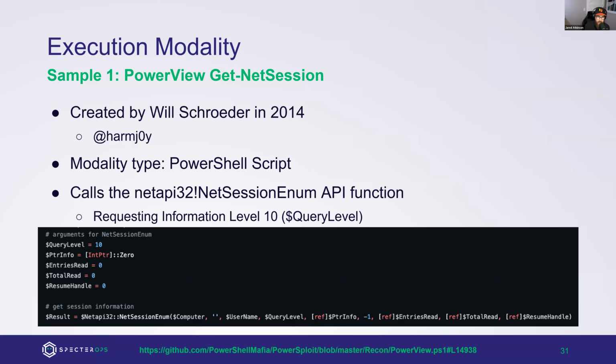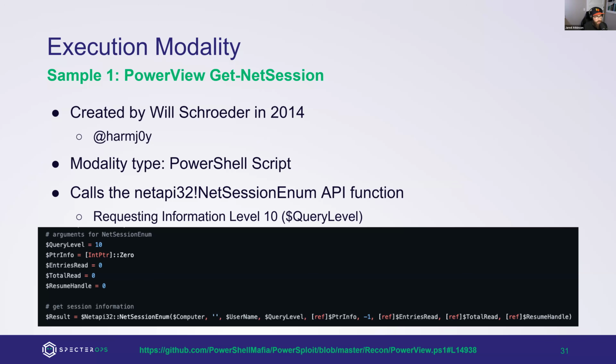And so if we go to the next slide, please, we'll go to a little example and break down why this is. I have a blog post that I wrote about this in my On Detection series. What we're going to do is look at PowerView's Get-NetSession. This was written by Will Schroeder, Harmj0y, in 2014. And it uses what I call the execution modality type of PowerShell script, right? And as we see, this is an excerpt from the actual code of PowerView's Get-NetSession. We see that it calls a function there at the bottom, Netapi32 NetSessionEnum, right? So just keep that in mind. The other aspect that's important is that second line there, you see $QueryLevel, and that's set to 10, right?